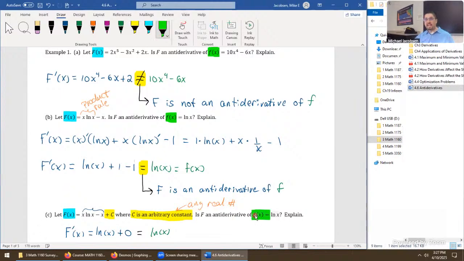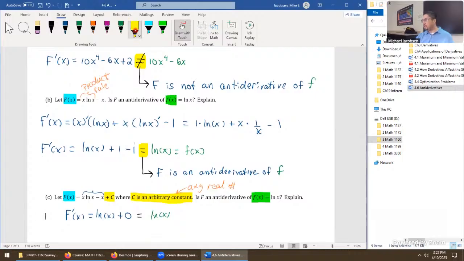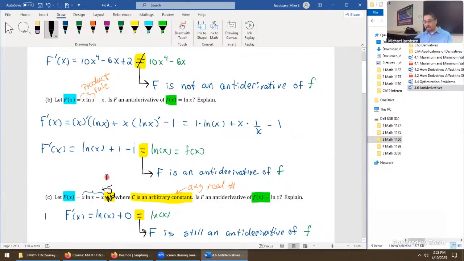So coming from that F of x, due to this equality, we now know that F is still an antiderivative of lowercase f of x. And it didn't matter what was in here for c. This could have been plus 5. The derivative of x natural log x plus 5 is just natural log x plus 0. So now we say, well, any constant like that works. Just put it in this way arbitrarily.